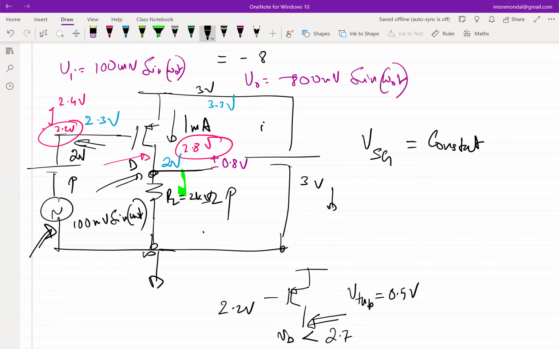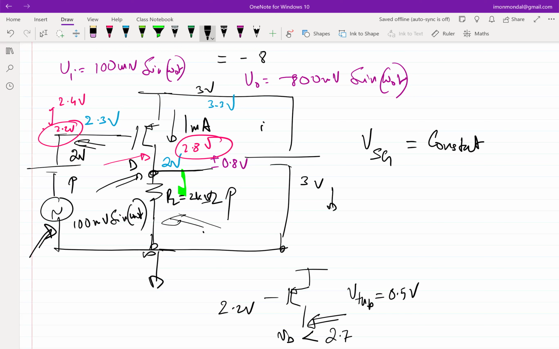Right? For example, if suddenly somebody comes and changes the spec and says, I want the same input swing and the same gain, but RL has to be 4 kilo ohm because RL is the load of some other stage. That specification has changed. RL needs to be 4 kilo ohm. So what is the first thing that is getting affected?